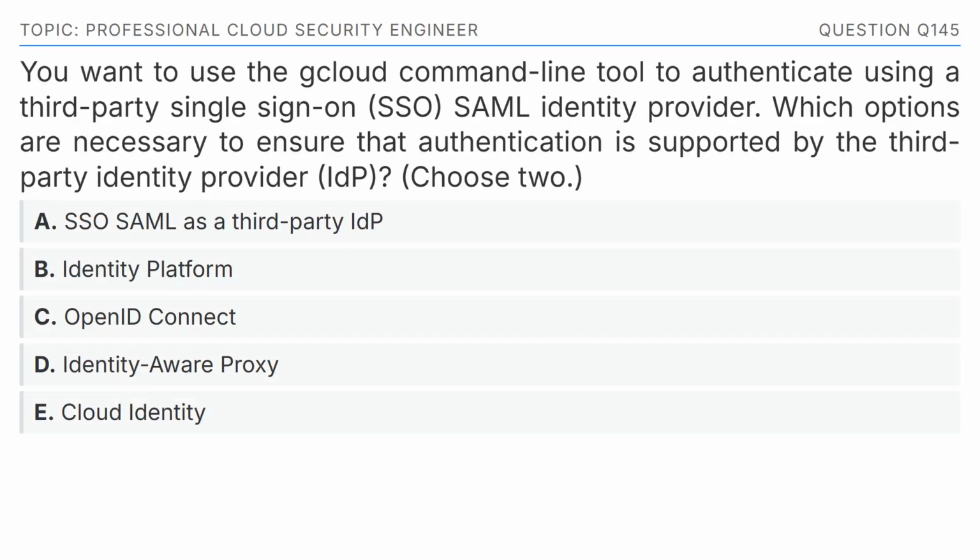You want to use the Cloud Command Line tool to authenticate using a third-party single sign-on, SSO, SAML identity provider. Which options are necessary to ensure that authentication is supported by the third-party identity provider, IDP? Choose 2. The options are Option A, SSO SAML as a third-party IDP. Option B, Identity Platform. Option C, OpenID Connect. Option D, Identity-Aware Proxy. Option E, Cloud Identity.